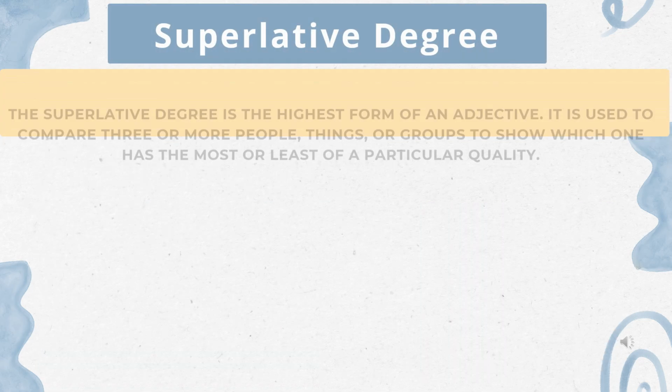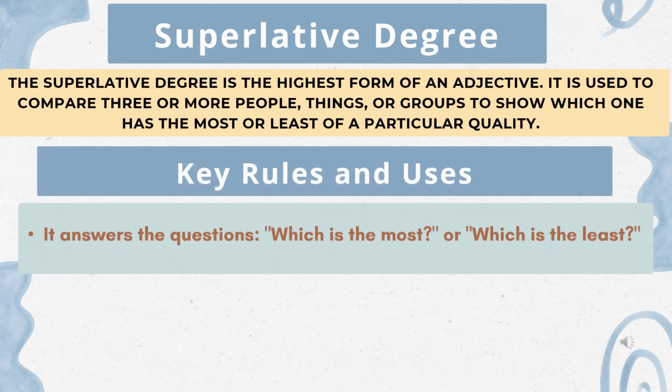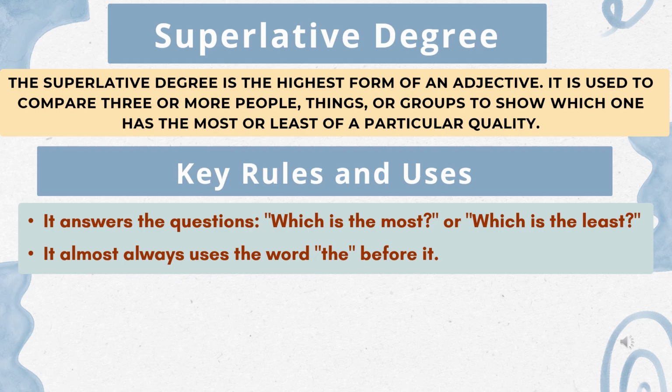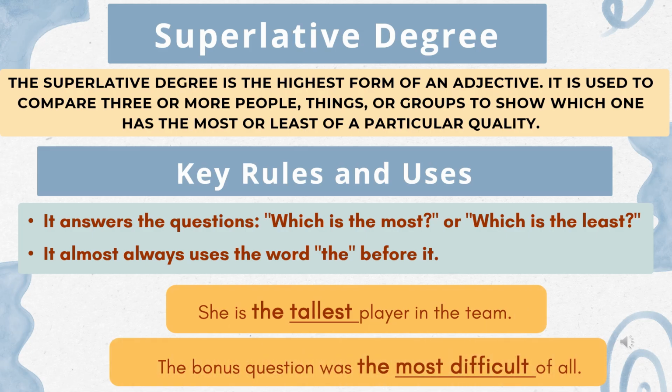The superlative degree is the highest level. We use it when comparing three or more things to find the ultimate one. It always answers the question, which is the most, or which is the least. Notice it is almost always used with the before it. For example, she is the tallest player on the team. Or, that was the most difficult question of all. Now, let's look at the specific rules for forming both the comparative and superlative degrees correctly.